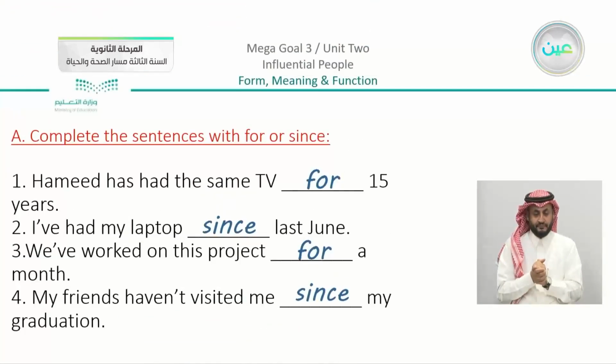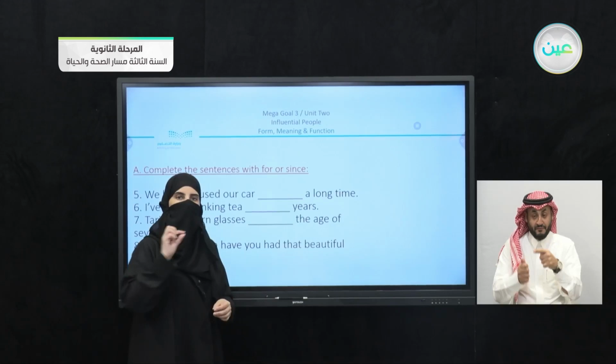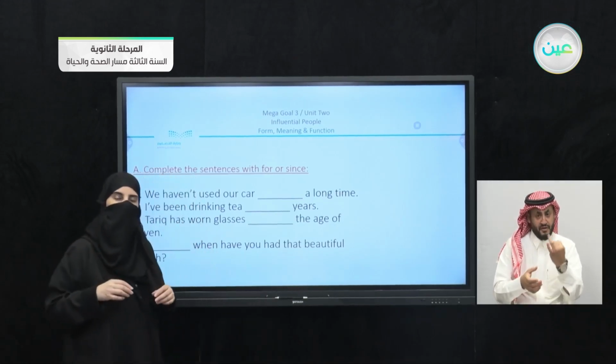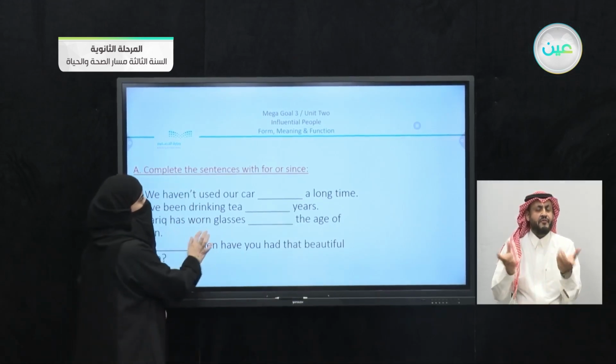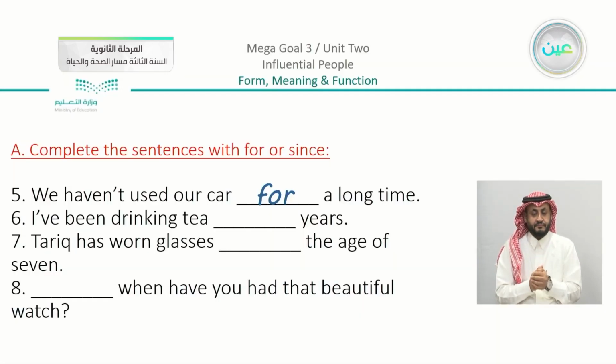We did some exercises in our last lesson. So we did this first part, the first 4 points in exercise A. We're going to complete now. Number 5: We haven't used our car blank a long time. Here the "a" shows that we have a countable period. So when it is countable, you are going to use for. Number 6: I've been drinking tea blank years. Also, 1 year, 2 years, 3 years. It is countable. So we are going to use here also for.